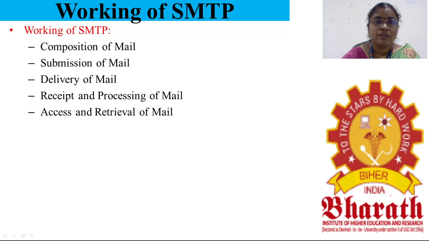Then this is the working principles of SMTP. So there are 5 steps. First one is the composition of the mail. Second one is the submission of the mail. Then third one, delivery of the mail. Then fourth one, receipt and processing of mail. Then fifth one, access and retrieval of mail.